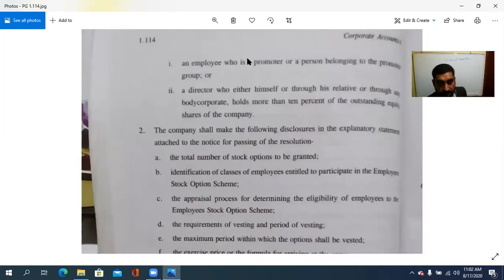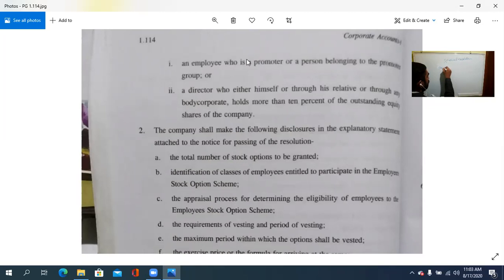The term employee should not include an employee who is a promoter or a person belonging to the promoter group, or a director who either himself or through his relative or through any body corporate holds more than 10% of the outstanding equity shares of the company. 10% കൂടുതൽ ഷെയർ ഹോൾഡ് ചെയ്തിരിക്കുന്ന ഏതൊരു വ്യക്തിയും, അത് ഡയറക്ടറുടെ കേസാണ്. So this is the employee case.